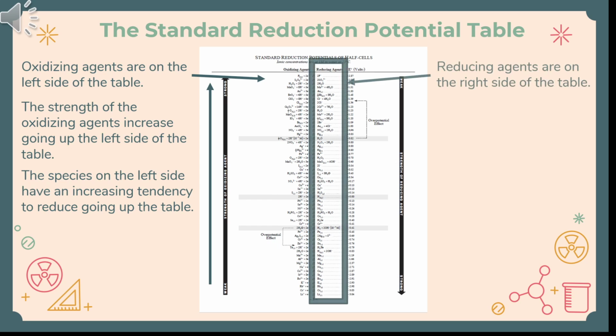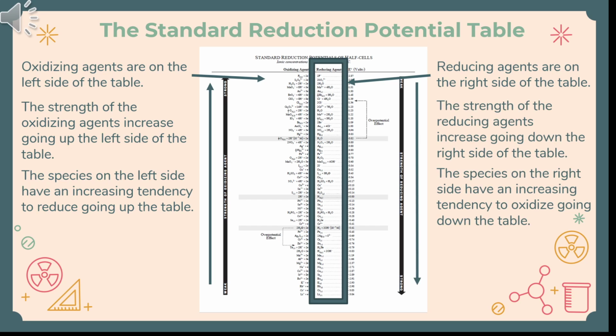On the right side of the table are the reducing agents. The strengths of the reducing agents increase going down the right side of the table. The species on the right side of the table have an increasing tendency to oxidize going down the table.